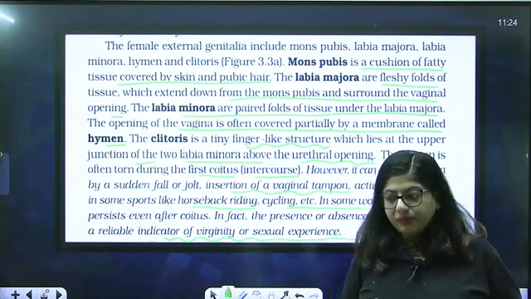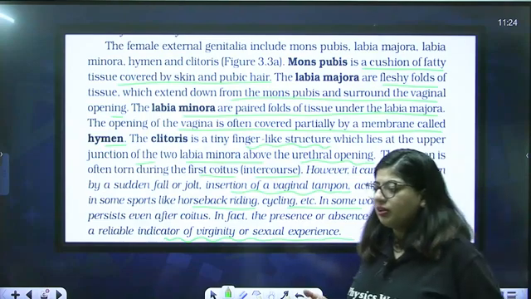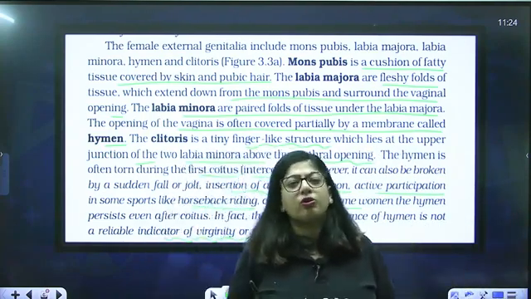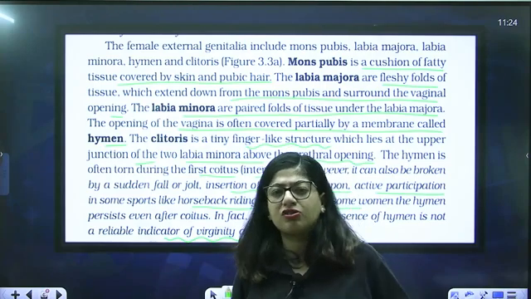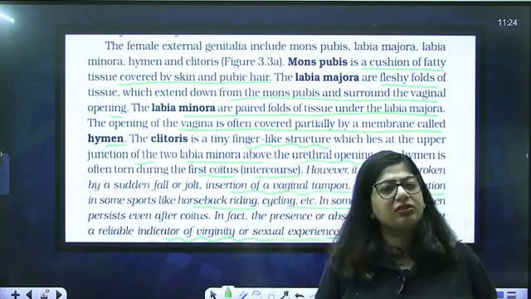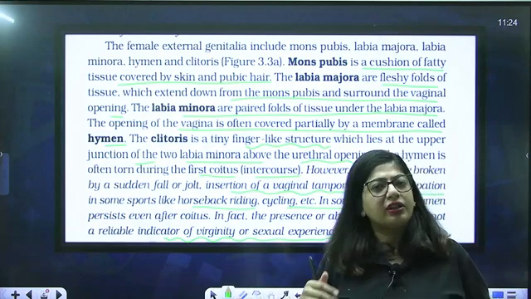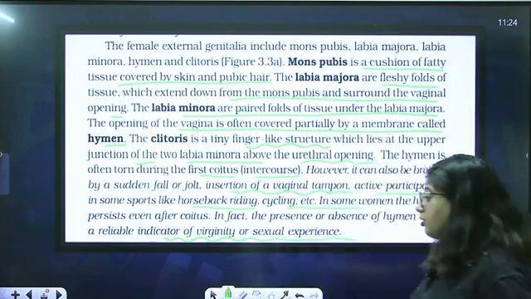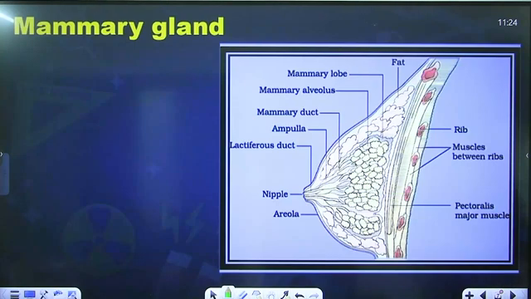So in India, it was a thing a few years back that this was an indicator of virginity. But nowadays both men and women are educated, so for them it's not a big deal, right? They know that this can be broken down by any means. So this is about the external genitalia.